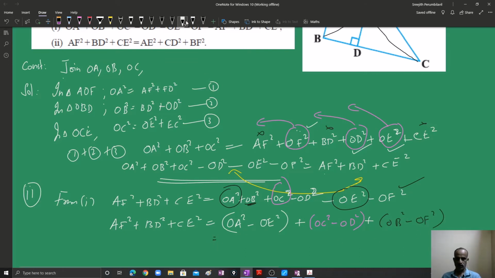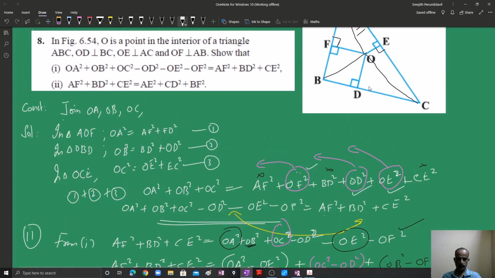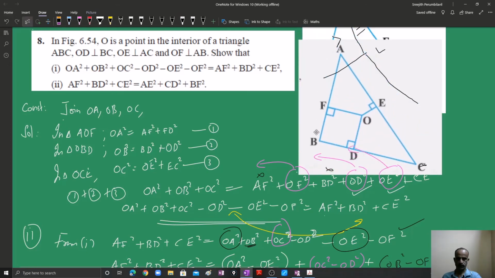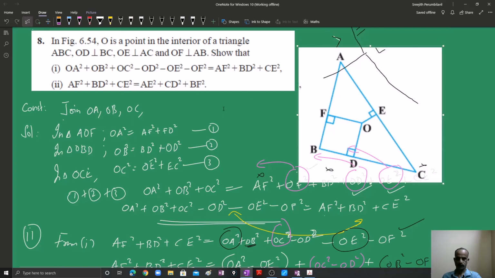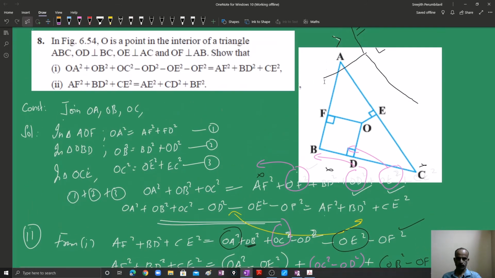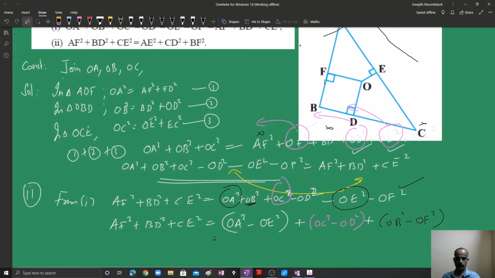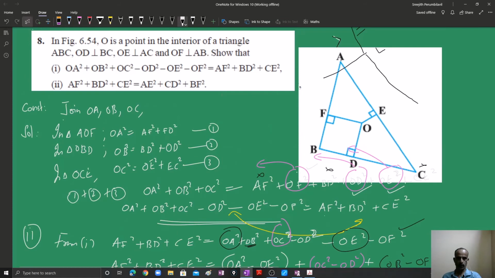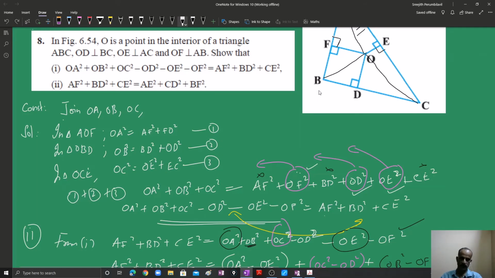When you look at this, what is OA square minus OE square? From the figure, we will put this, bring this figure over here. So, OA square. The entire thing went, our drawing and all went, so it creates confusions.